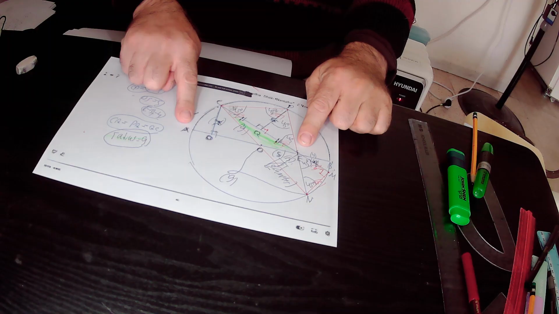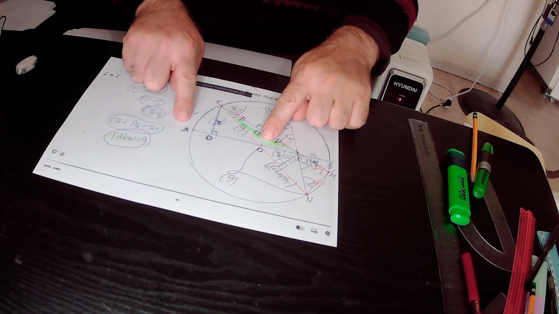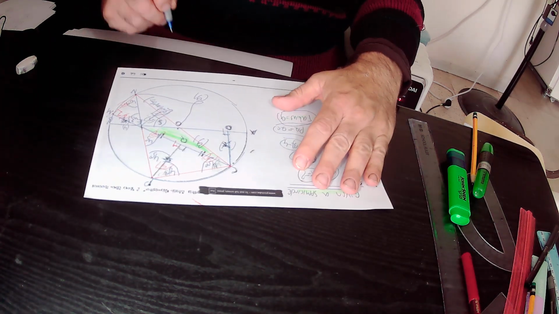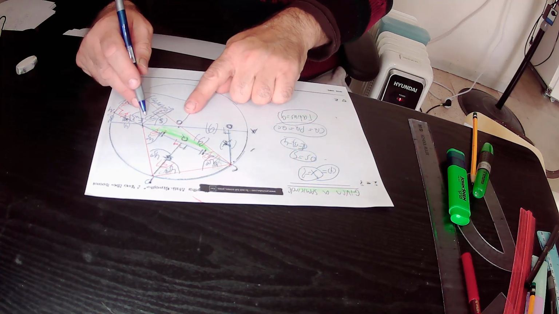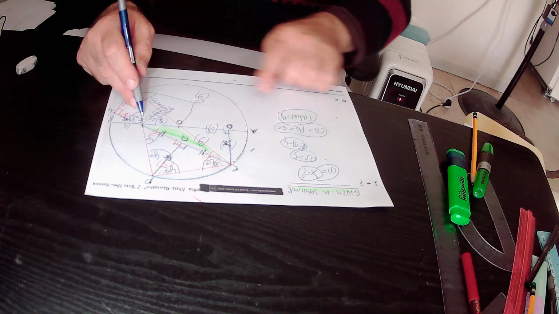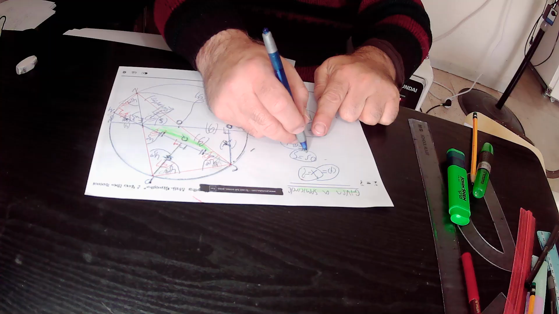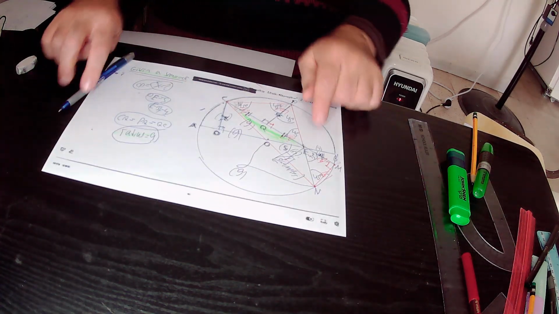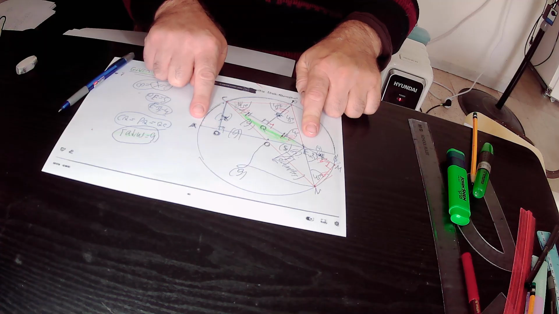AE equals AO plus OE. AO is the radius of this circle, which equals 9, plus OE. OE equals 5 units, according to what is given in the question. So in total, AE equals 9 plus 5, that is 14.